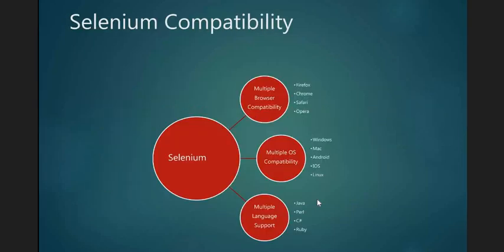Here we can see the Selenium capability. Selenium supports different operating systems, different browsers, and also multiple programming languages. It supports multiple browsers like Firefox, Chrome, Safari, and Opera, and different operating systems like Windows, Mac, Android, iOS, and Linux. And we can use any language like Java, Perl, C Sharp, or Ruby to write the script, which Selenium will support.